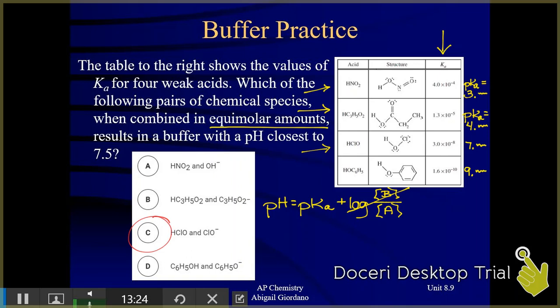Hopefully you were able to eliminate answer choice A, because this combination is not a buffer system at all. HNO2 would have to be present with NO2 minus, its conjugate base. OH minus is not its conjugate base. So answer choice A is not even a buffer at all. B, C, and D are buffer systems, but C is our answer.